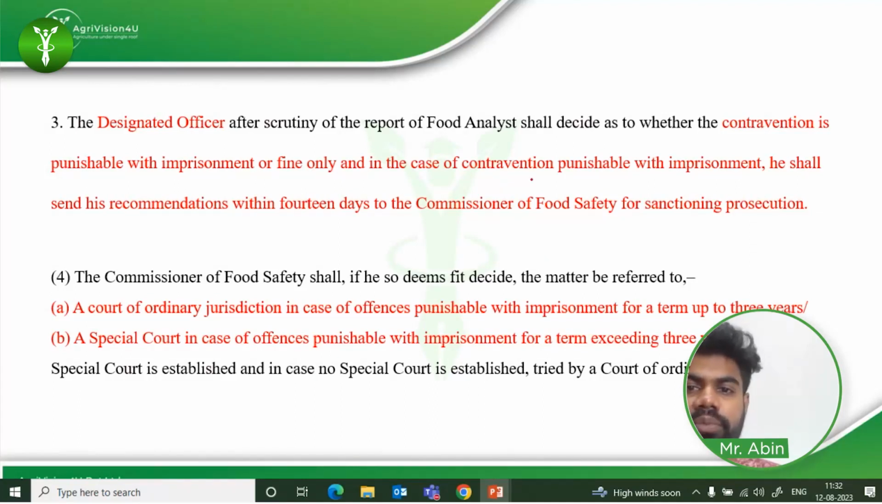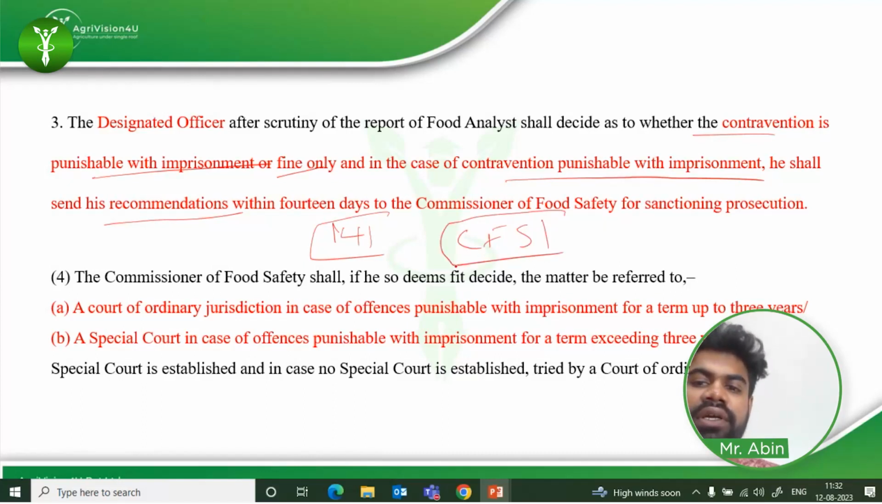The DO, after scrutiny of the report of the food analyst, shall decide whether the contravention is punishable with imprisonment or fine only. In case of contravention punishable with imprisonment, he shall send his recommendation within 14 days to the Commissioner of Food Safety.